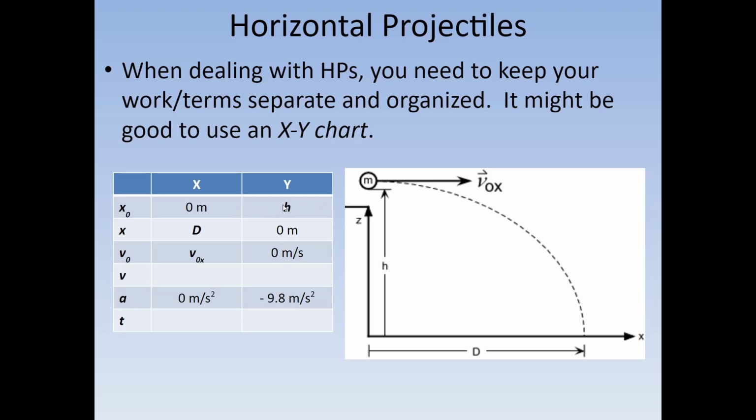Here, this is the starting position. So in the y direction, it's going to start at some height, and then it's going to end up falling to the ground, which is what we're going to define as 0, right? And then the accelerations are also constant terms. So the acceleration in the x direction is going to be 0, and in the y direction, the acceleration is going to be negative 9.8.